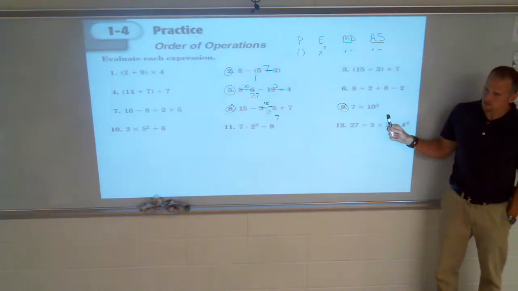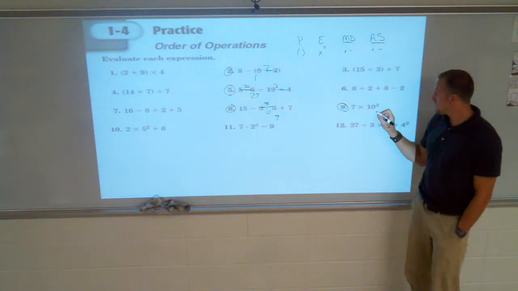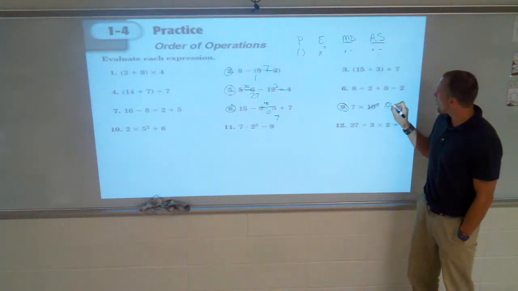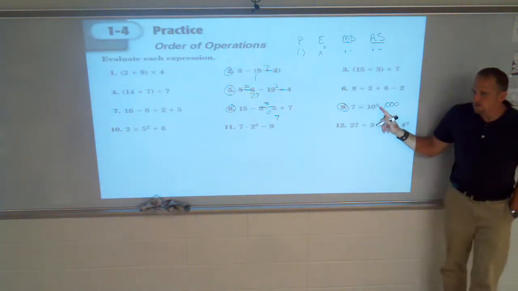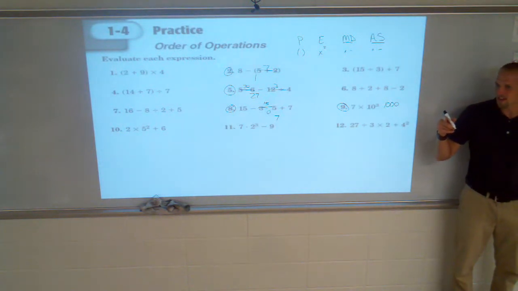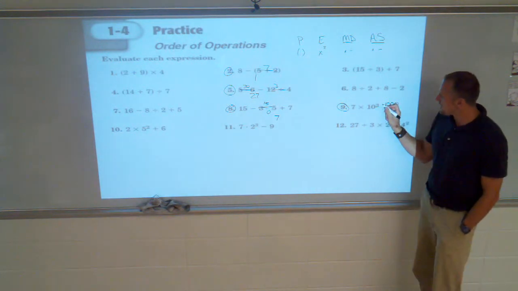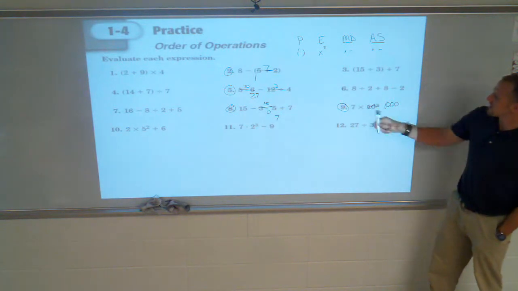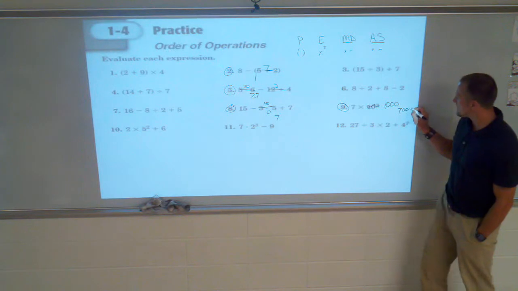Any parentheses? Exponents? 10 to the third is? Oh, close. 1,000. What's the trick for when we multiply a number by 10? Yep, that's how many zeros we need. We need 3 zeros, so we need 3 zeros right there. Last step, 7 times 1,000 is 7,000. Very good.